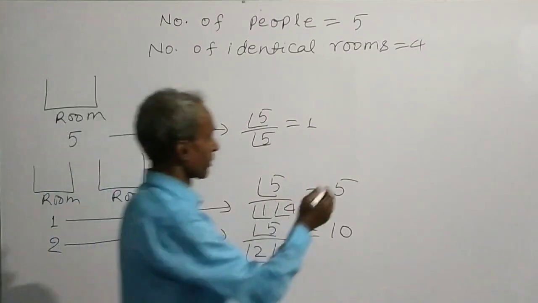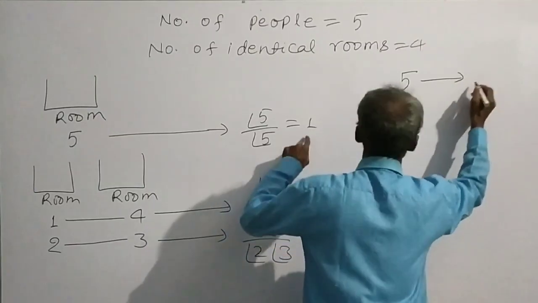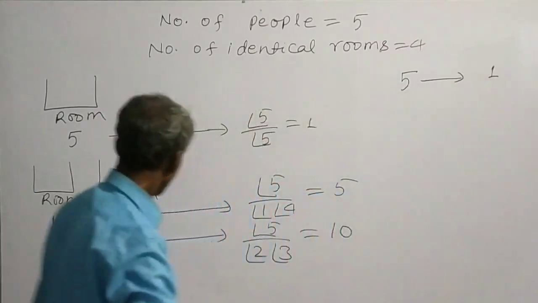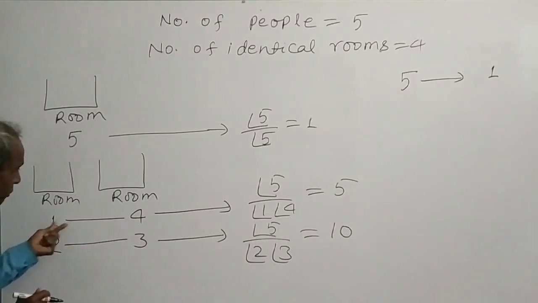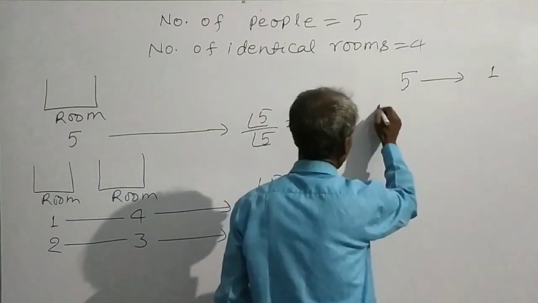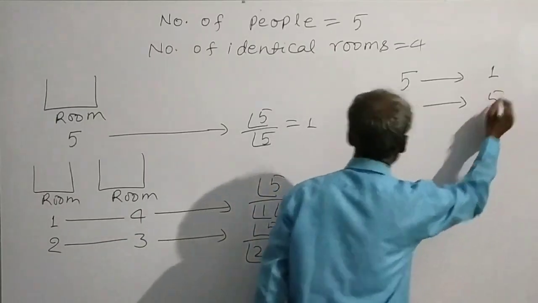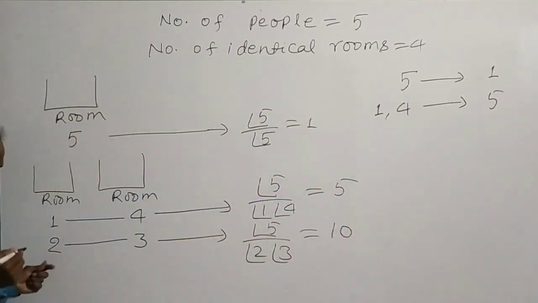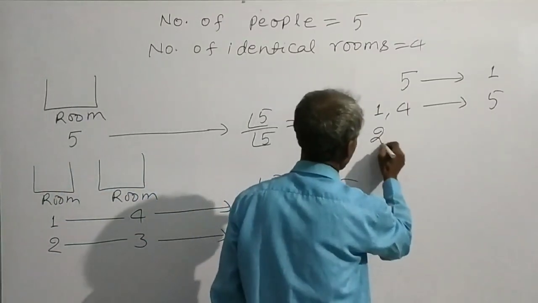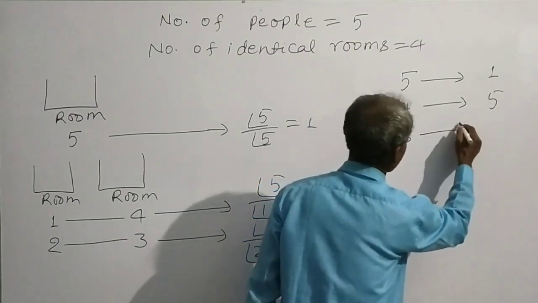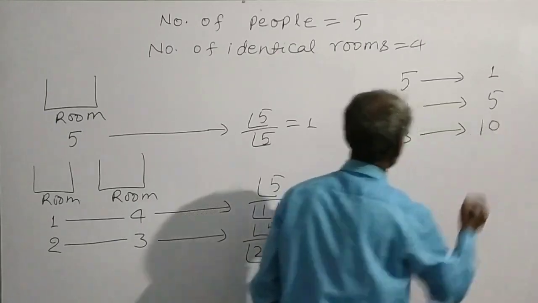That means division in 1, the number of ways is 1. Distribution of people as 1 and 4, the number of ways is 5. Distribution of people in numbers 2 and 3, the number of ways of distributing them is 10.